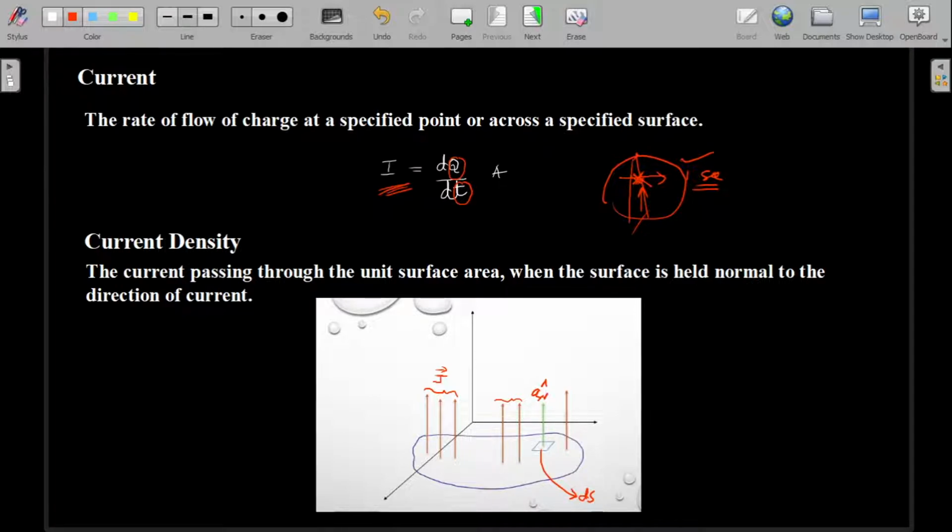When we discuss current, I am basically interested in current density, because in our subject most of the things we are going to connect with are the density of current and not the current. So once we know what current is, it is very easy to understand what current density is. Current density can be defined as the current passing through the unit surface area when the surface is held normal to the direction of current.